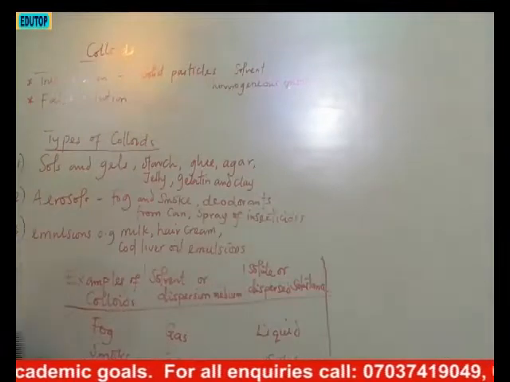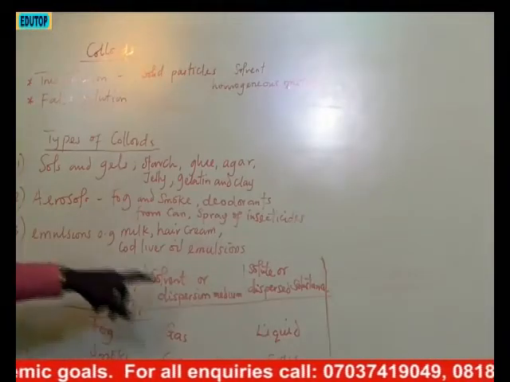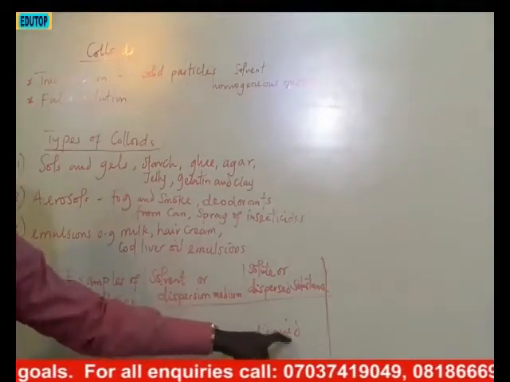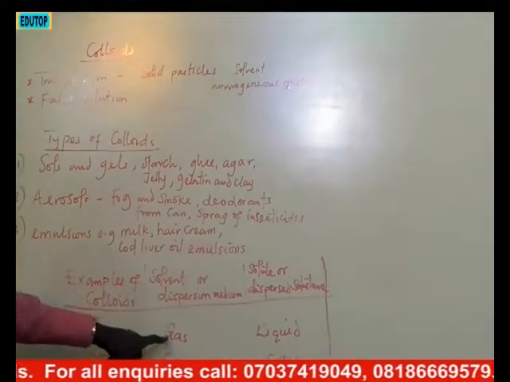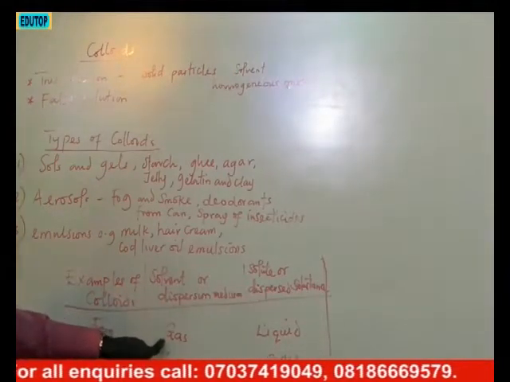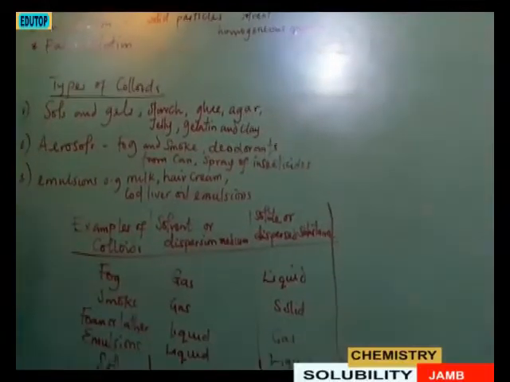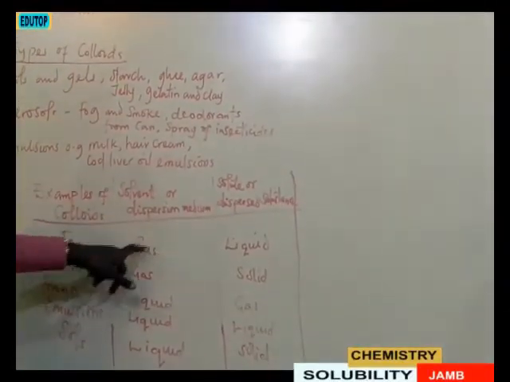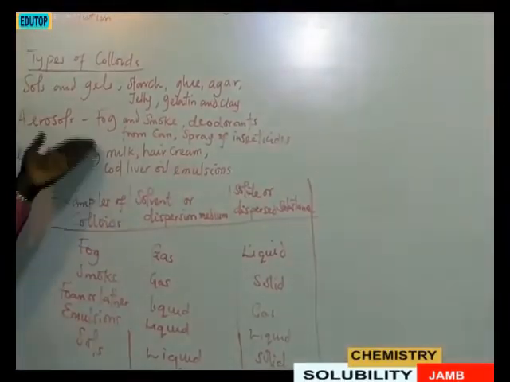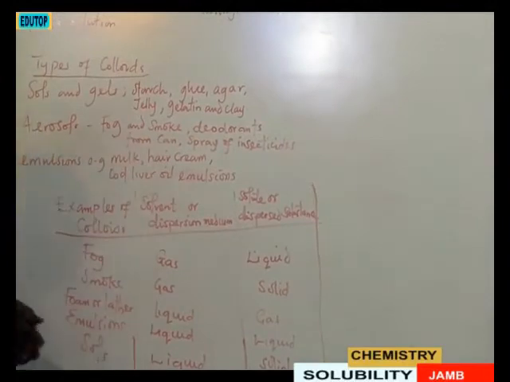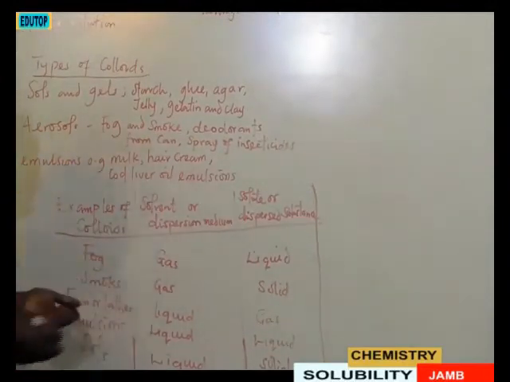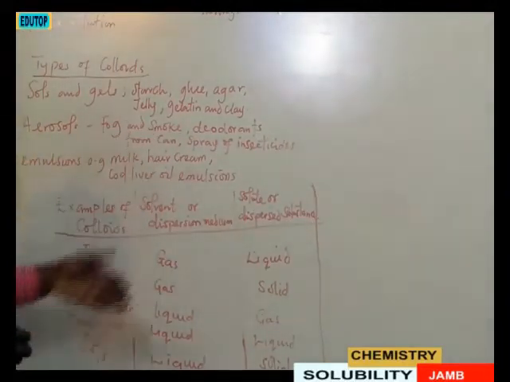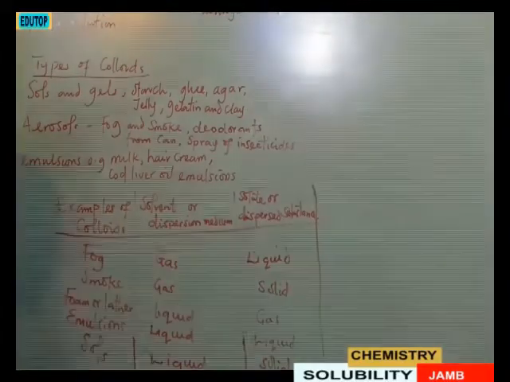Then under the aerosols, we have liquid or gas being dispersed in the gaseous medium. We have the liquid being dispersed in the gaseous medium. A typical example of aerosol is fog and smoke. We also have deodorant from cans, as the aerosol cans. We also have spray of insecticides.